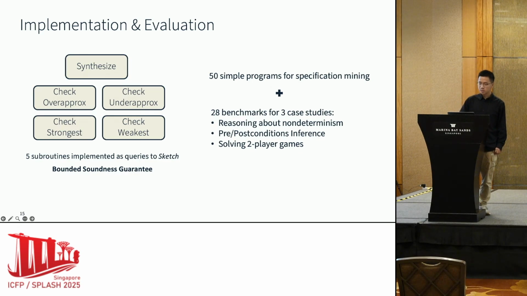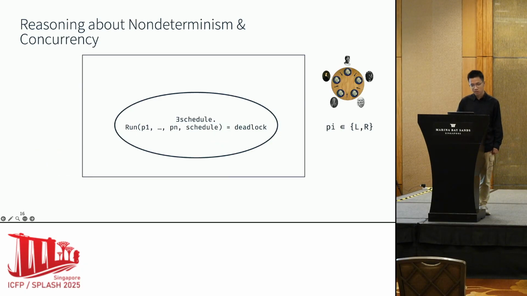For evaluation, we have some simple programs for specification mining, and we also have some case studies to show its applications. For example, our framework can be applied to reasoning about nondeterminism or concurrency. The key idea here is to use the existential quantifier to model the random schedule. Here I take the classic dining philosophers problem as an example. This formula describes whether a deadlock can happen under some random scheduling order.